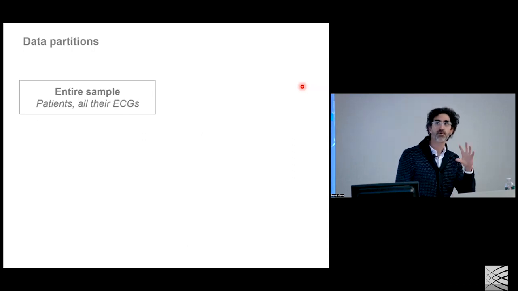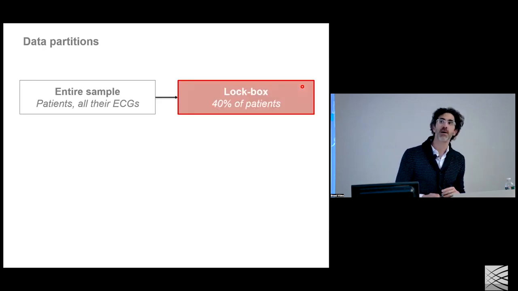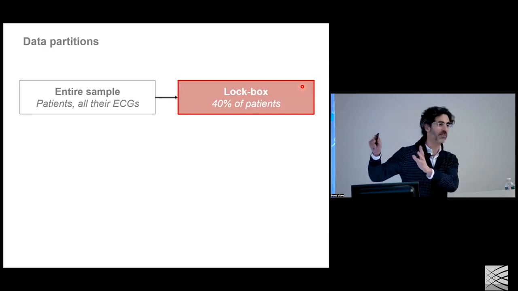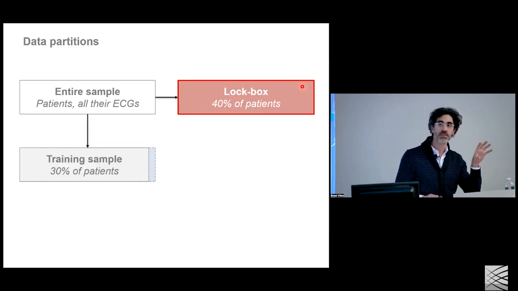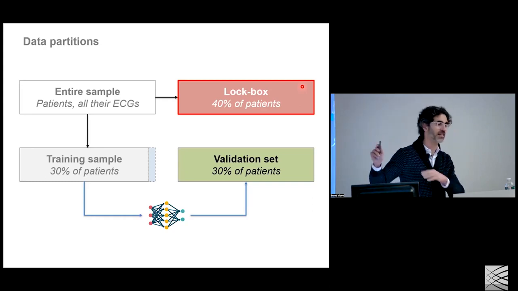Okay, first thing to lay out is what we do with the data. These 400,000 ECGs from about 120,000 patients are our full sample. The first thing we did when we got those data is we put 40% of all patients and all of their ECGs into a lockbox that we still have not touched. We divided the rest half and half into a training sample and a validation sample. All the results I'll show you are from that validation sample.